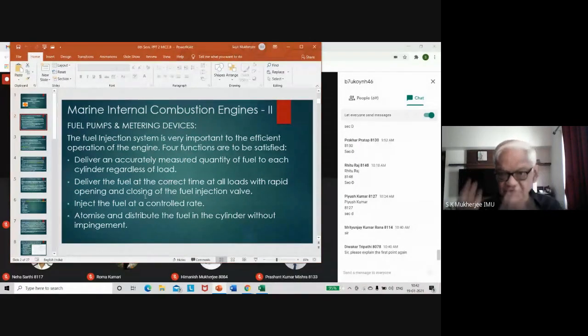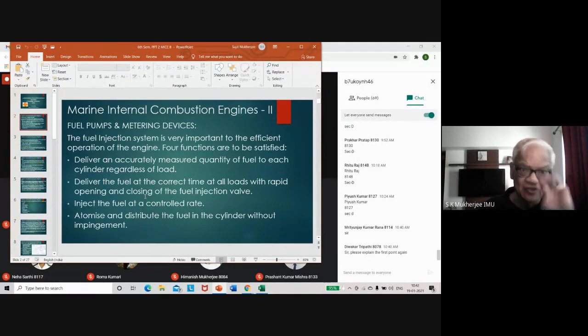Power balancing is ensuring that each unit is giving equal power or contributing to equal power. So deliver an accurately measured quantity of fuel to each cylinder regardless of load. That means when the load is low, a small quantity, 20 grams, 20 grams, 20 grams, 20 grams, correctly measured and delivered. Now when you increase the load, say half ahead, you come to 60 RPM, then this one will give 40 grams, this one also has to give 40 grams, this one also has to give 40 grams.